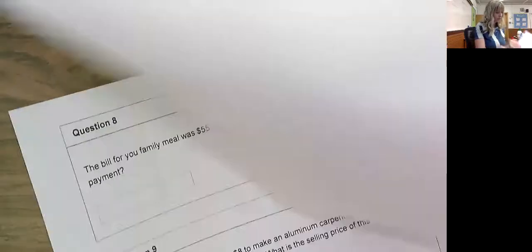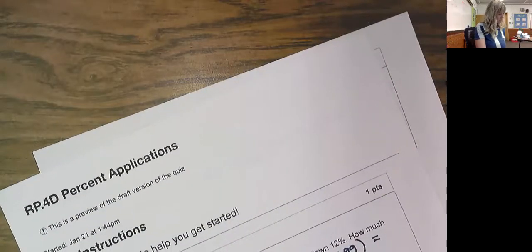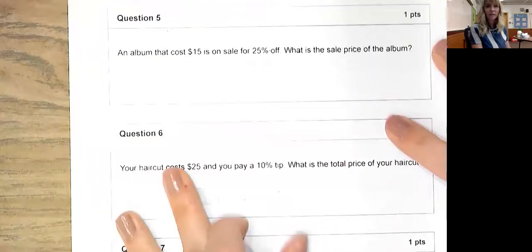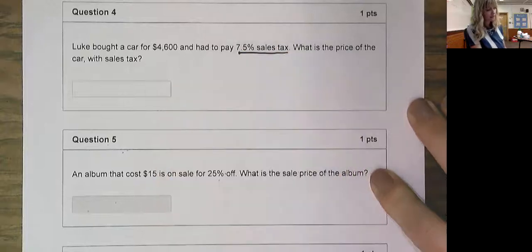I'm going to do one more with you right now. Ready? Question number 4. I printed all of them, but I'm not going to do all of them. You're going to do some without me. Question number 4. Luke bought a car for $4,600 and had to pay a 7.5% sales tax. What is the price of the car with sales tax?